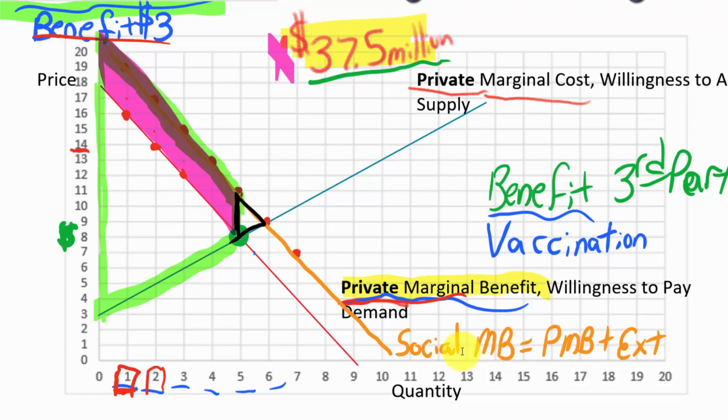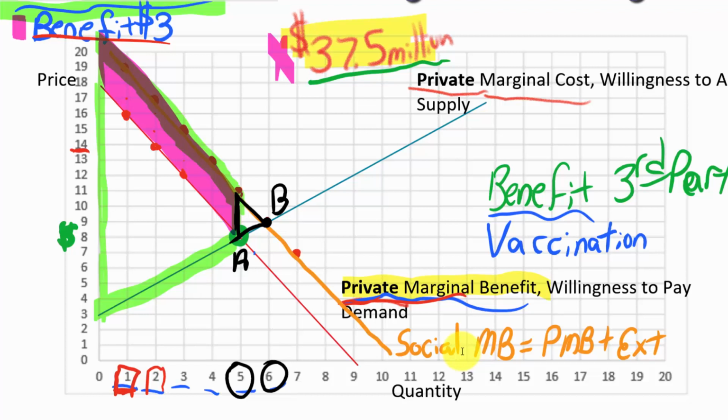Now, once we realize the fact that there is this external benefit of $3 per vaccination, if we do not follow through and try to figure out a way to, instead of stopping here at point A, with only 5 million people getting vaccinations, what this analysis suggests is we should be getting over here to point B, where there are 6 million people getting vaccinations.